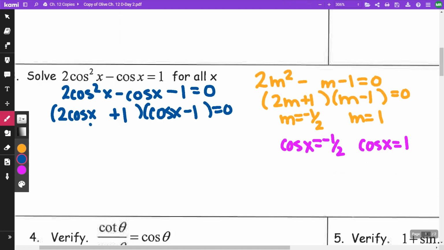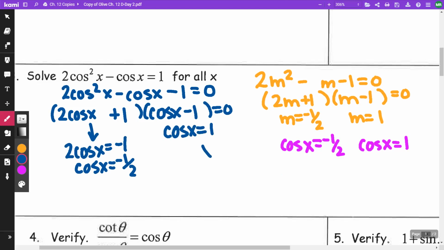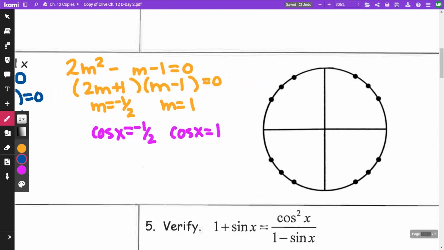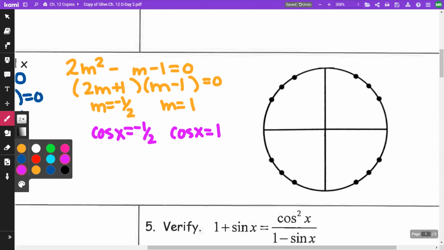And I'm going to do the same thing. What would make this 0? Well, I would end up subtracting 1, and then I would end up dividing by 2. So you see, I get that same cosine of a negative 1/2 that I got over there. And here my cosine x would equal 1, which again is the same thing I got over here. So I'm looking for those answers on my unit circle. So my cosine is my x again.